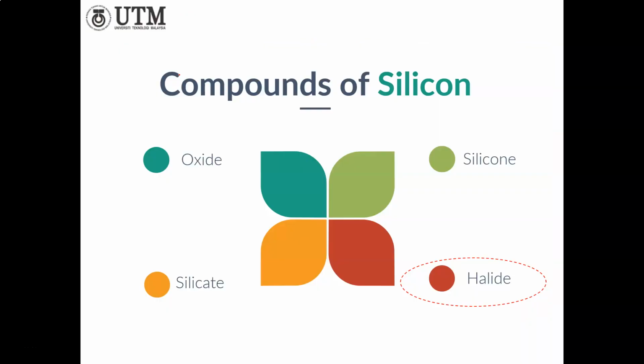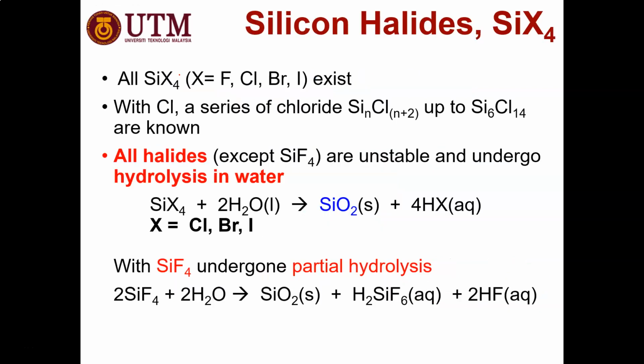Okay, so let's look at the last compound before kita tengok some contoh of past year question. Halide. So for silicon halide, SiX4, all the halides exist, maknanya silicon tetrafluoride, silicon tetrachloride, silicon tetrabromide, and tetraiodide exist. Tapi yang kita lebih nak fokuskan is on chlorine and fluorine dia lah. Okay. So for chlorine, a series of chloride boleh. Maknanya bukan just SiCl4. Dia boleh berbagai-bagai jenis sampai Si6Cl14 boleh terbentuk. Okay. Dia just SinCl2n+2.